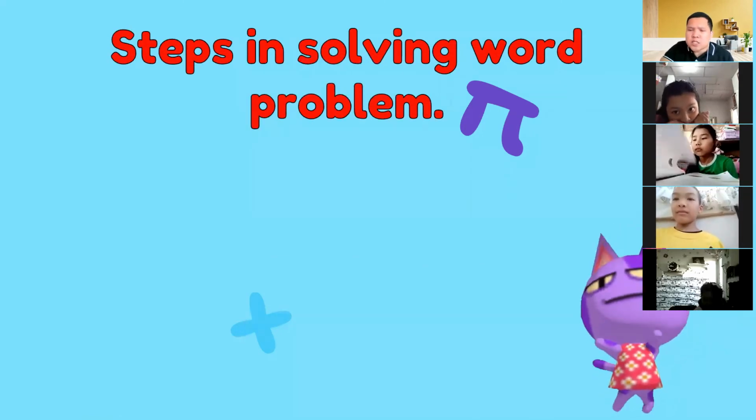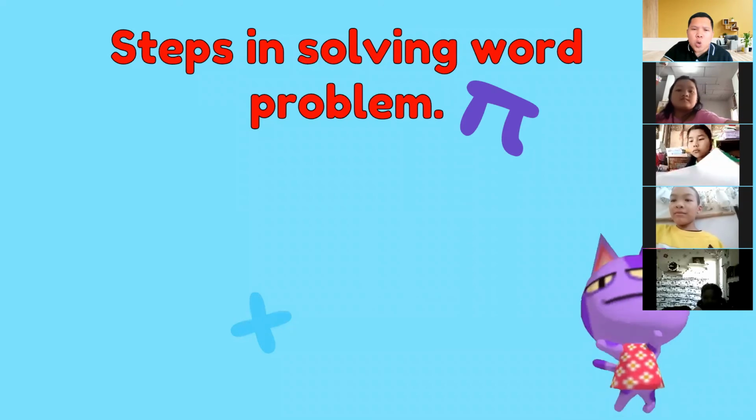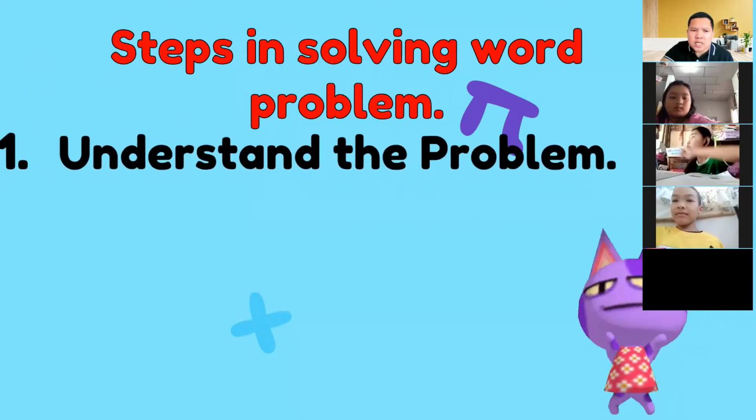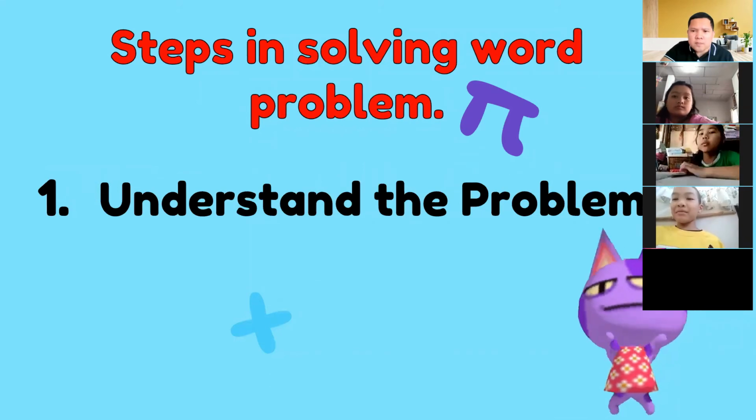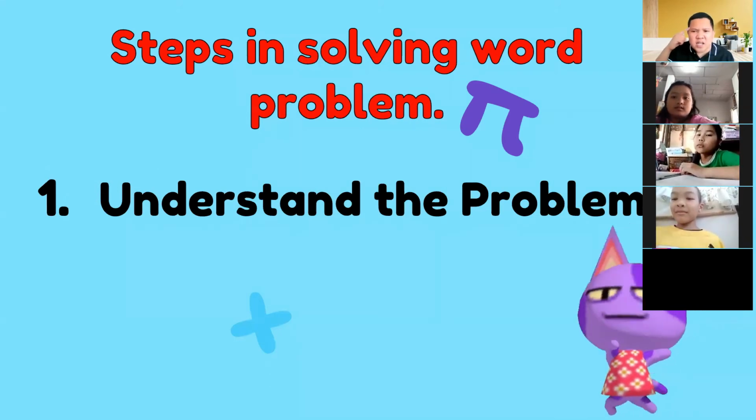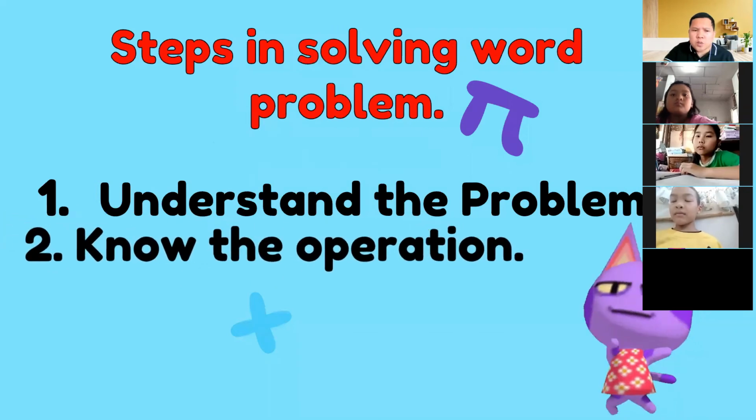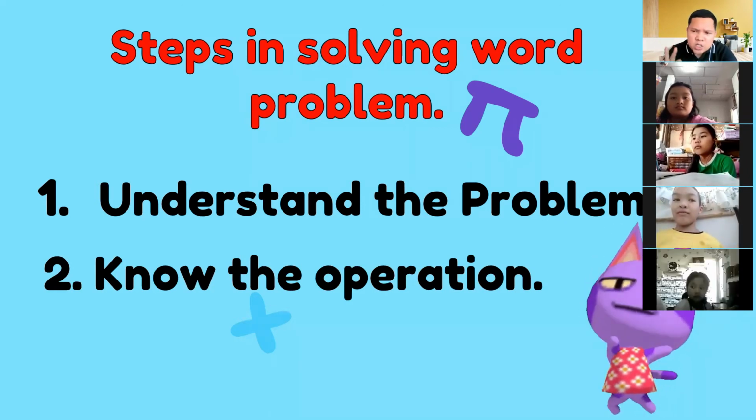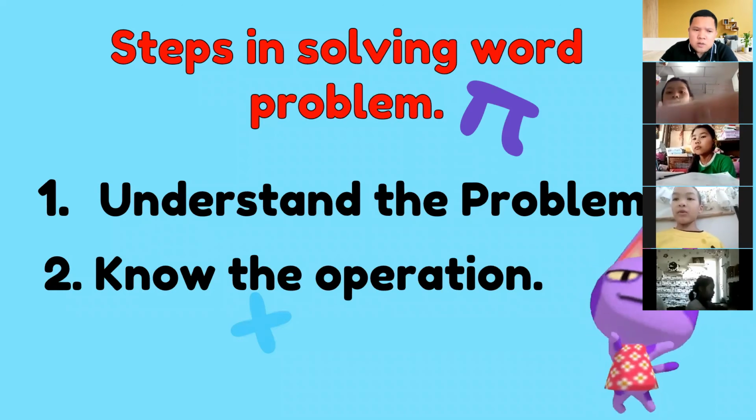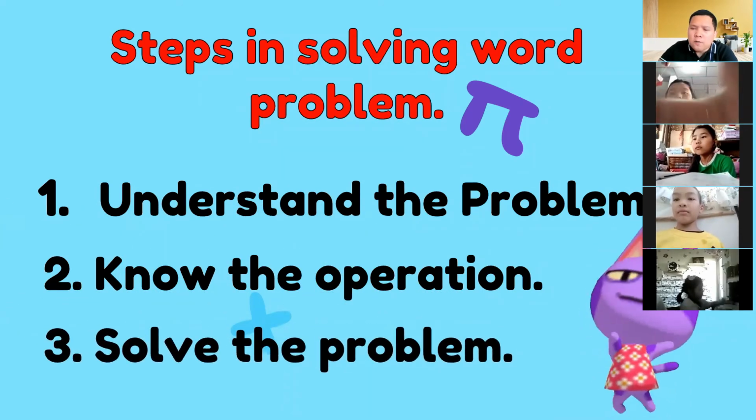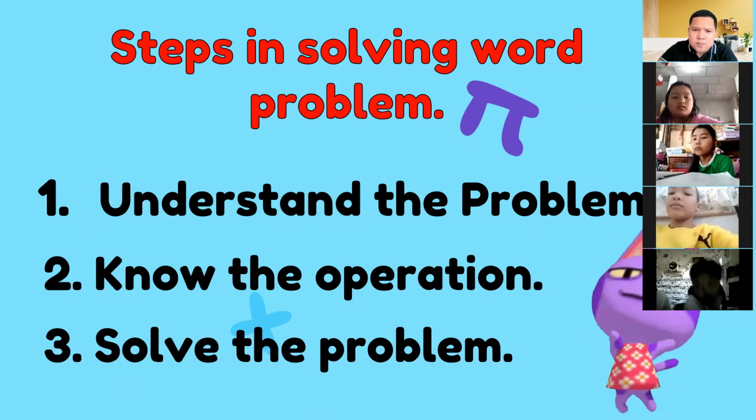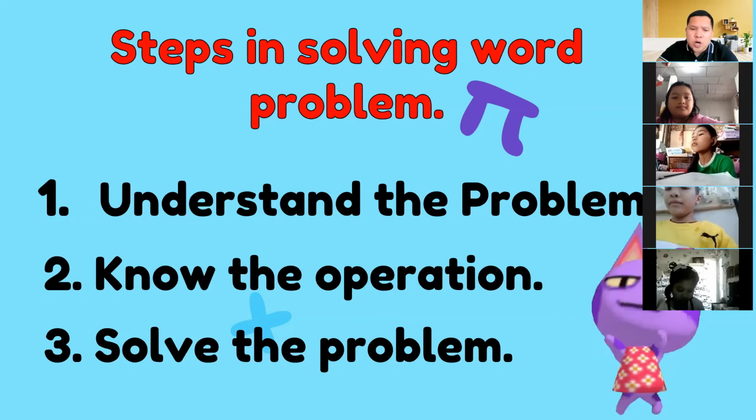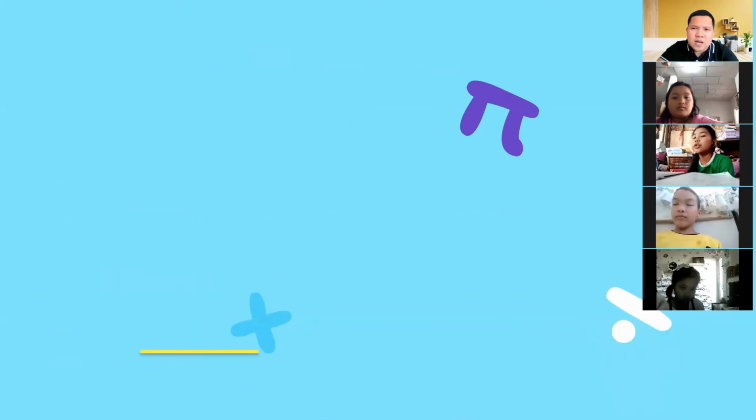Now, there are steps we need to follow in solving word problem. Number one is understand the problem. You need to understand the problem, okay? Number two, know the operation, meaning if it is subtraction, addition, multiplication, or division. Number three, solve the problem. There are only 3 steps to solve word problem. Let's have example number 1.